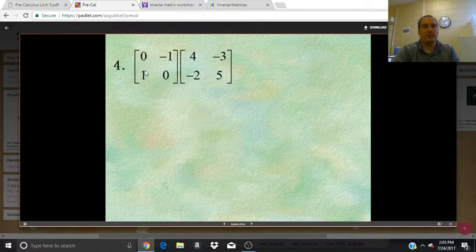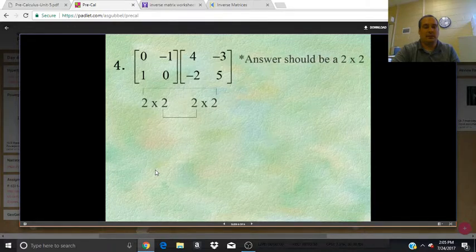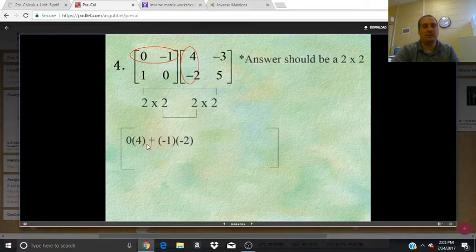Alright, so if I set this one up, I see that it's a 2 by 2 matrix, so I can multiply this. And what I'm going to do is multiply the rows by the columns. So the first one, I do 0 times 4, and then -1 times -2. So 0 times 4 is 0. -1 times -2 is +2. Add them together, you end up with 2.